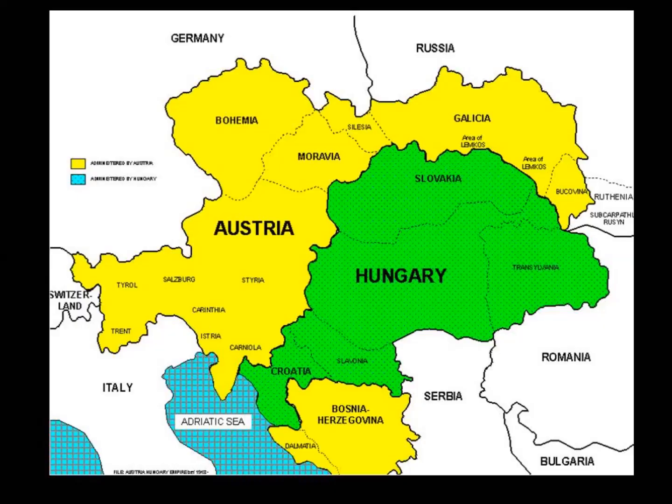Here is a map showing the new Austro-Hungarian Empire. Austria ruled the German-speaking west and the northern provinces. Hungary was given Hungary itself, as well as some of the Slavic regions in the south. In 1908, Bosnia in the far south was incorporated into the state.